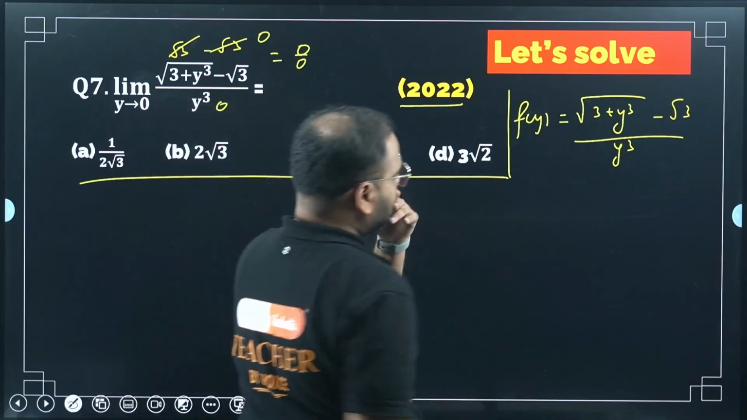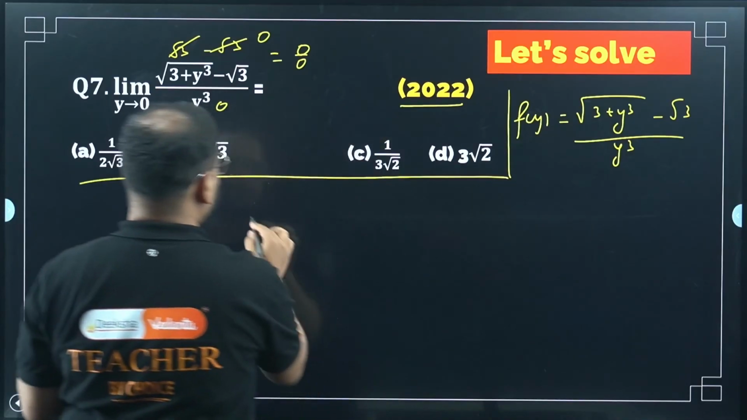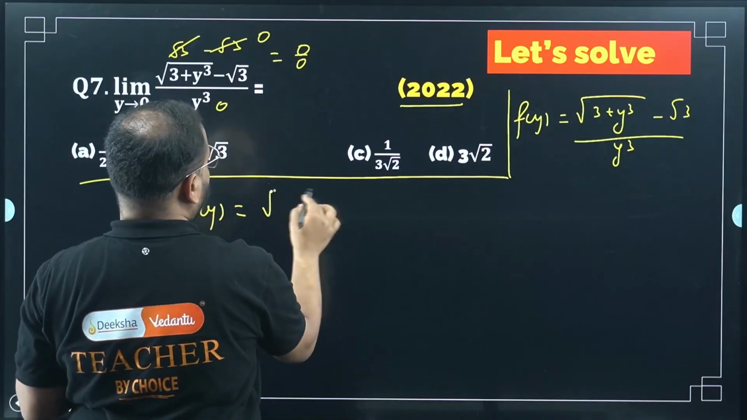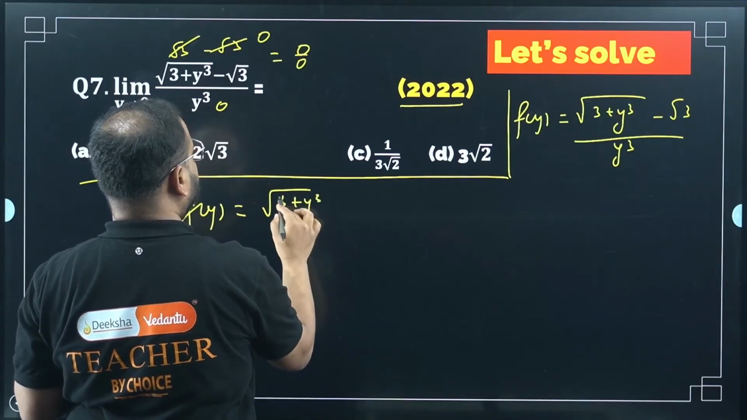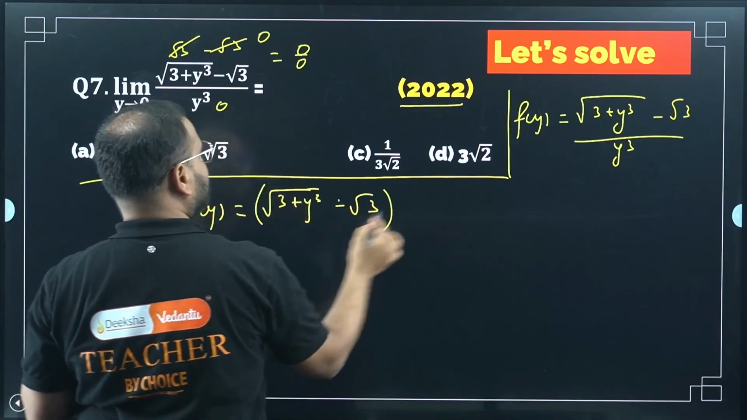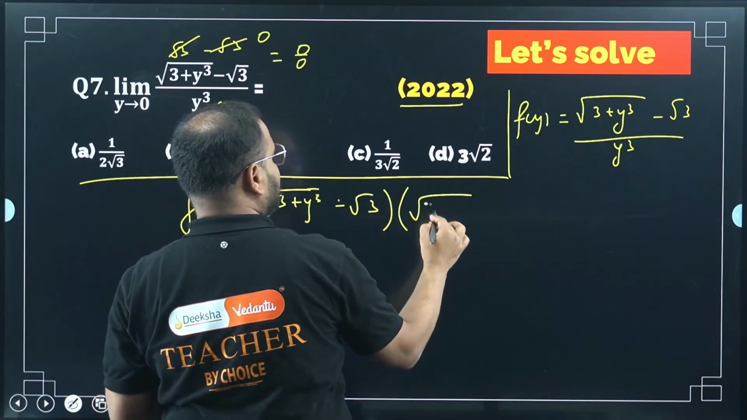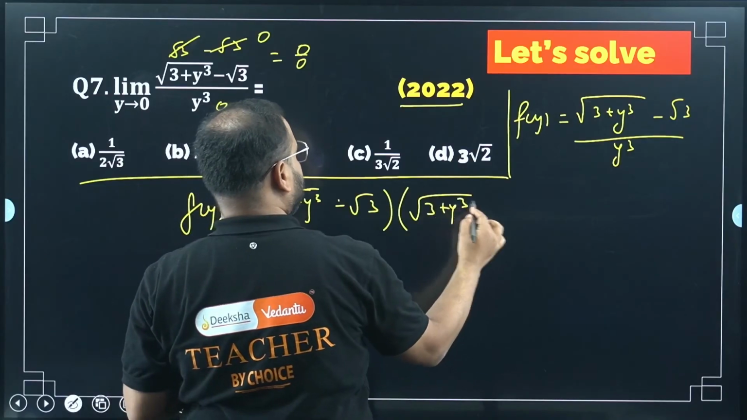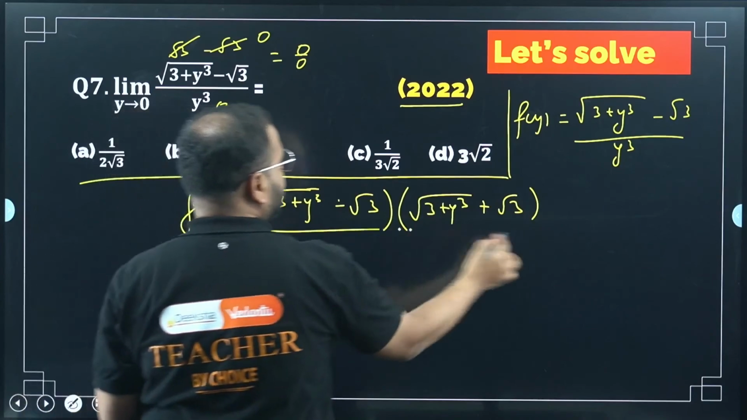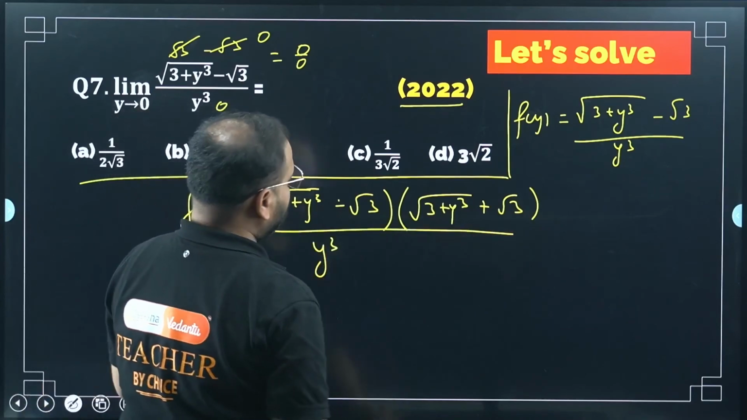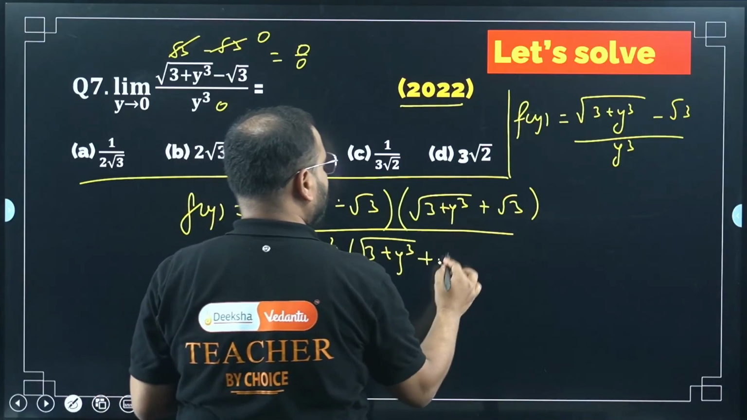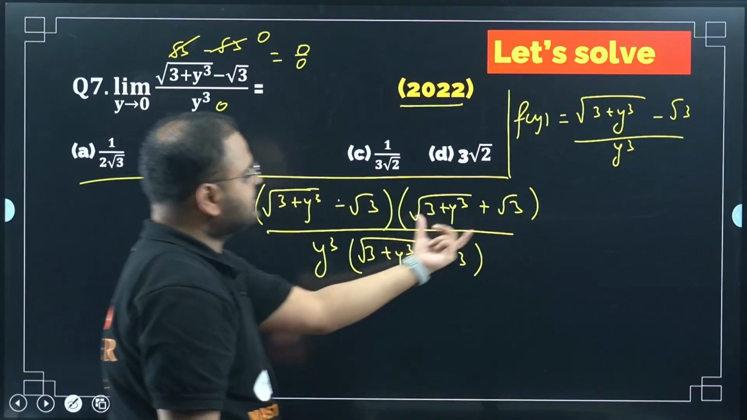How will this look? I will have f of y equal to root of (3 plus y cube) minus root 3, multiplied with the rationalizing factor, root of (3 plus y cube) plus root 3. This is the numerator. What about the denominator? You will have y cube multiplied with the same factor, root of (3 plus y cube) plus root 3.